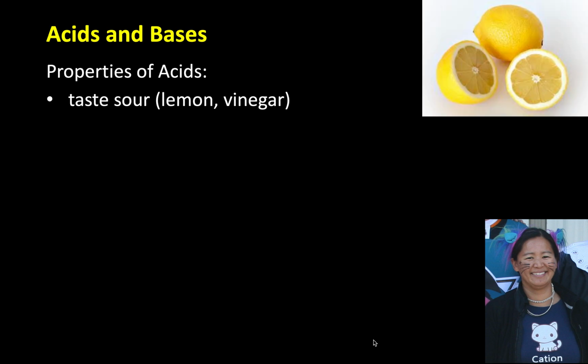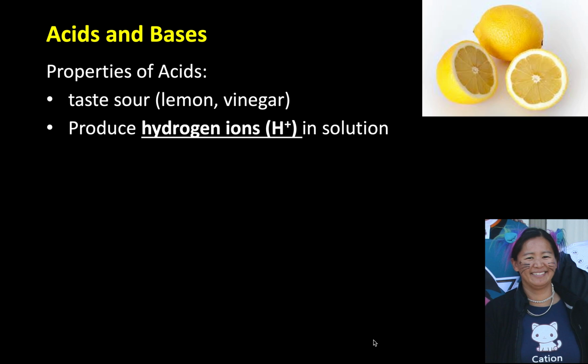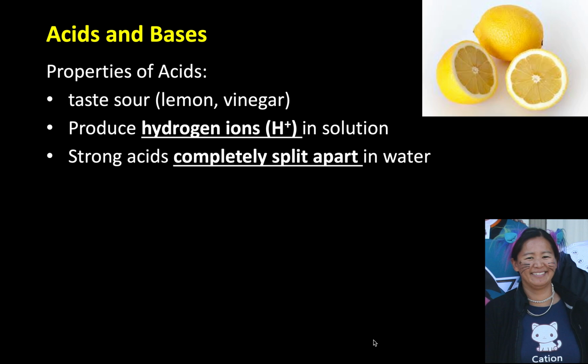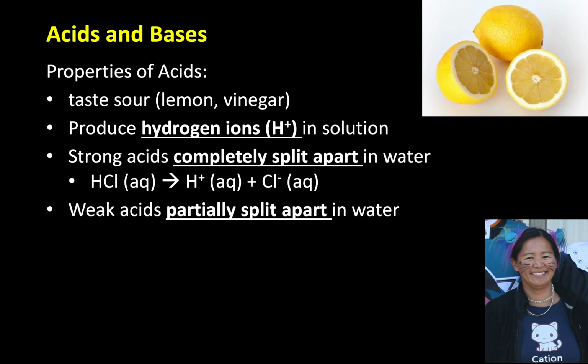So acids taste sour. For example, lemon and vinegar are acids. Acids produce hydrogen ions, so H+, in solution. If you have a strong acid, that will completely split apart in water. So the two ions that it's made of will split up into solution and be completely separate from each other. So the hydrogen ion is the piece that will react with other chemicals.